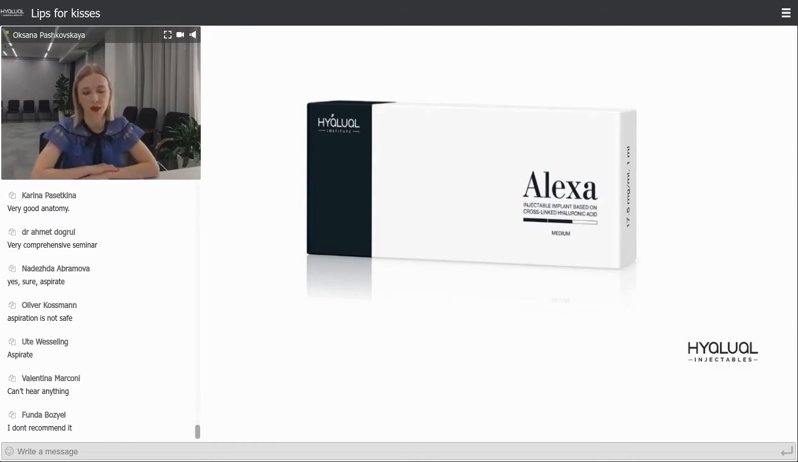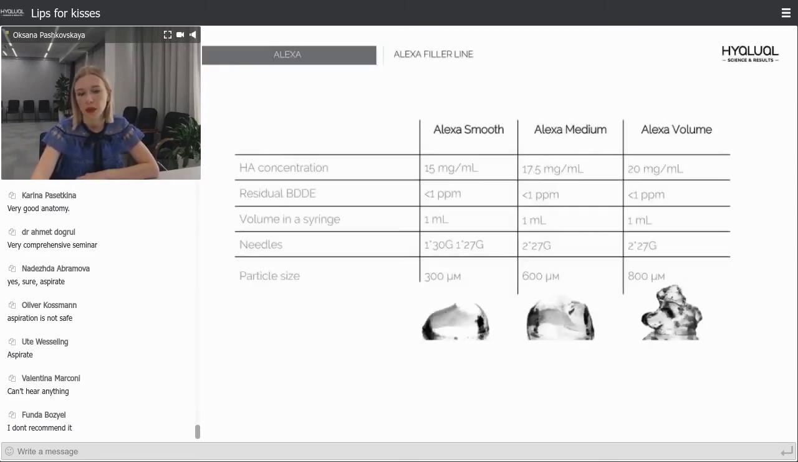And finally, of course, a few words about filler. I would be honest with you, Alexa filler really is my favorite filler for lips augmentation because of its comfortable working with this device, because of its safety, and because of natural results which I get each time.